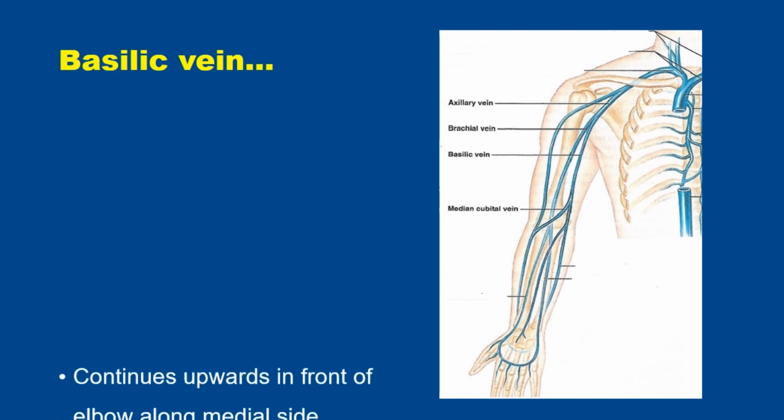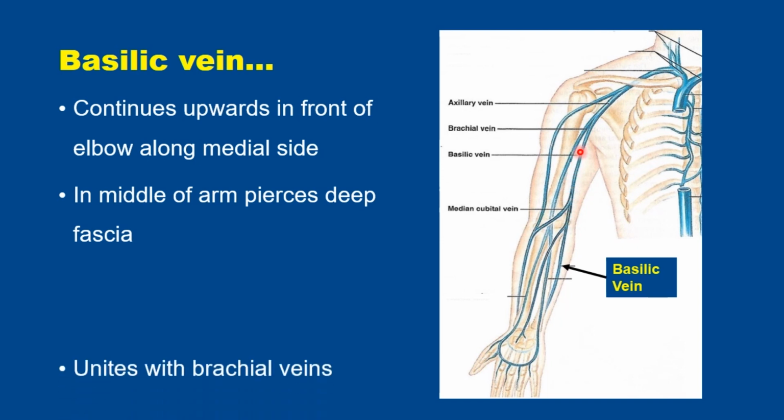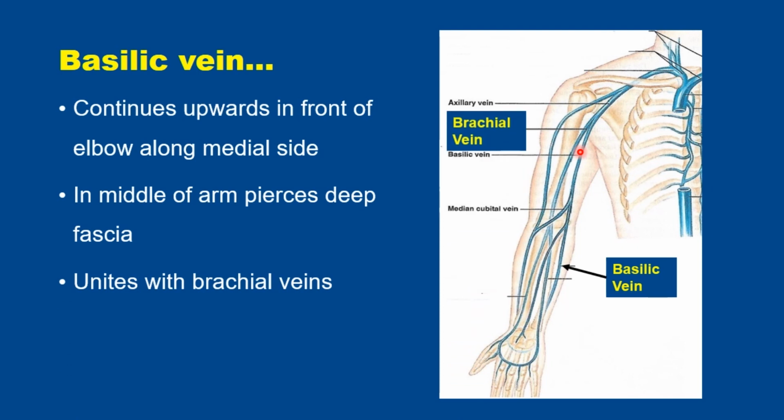Then it continues upward in front of the elbow along the medial side. Then in the middle of the arm, it pierces the deep fascia and unites with the brachial vein. Here we can see it pierces the deep fascia and unites with this brachial vein.